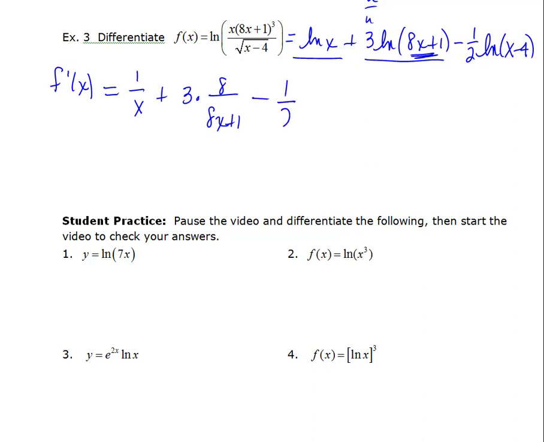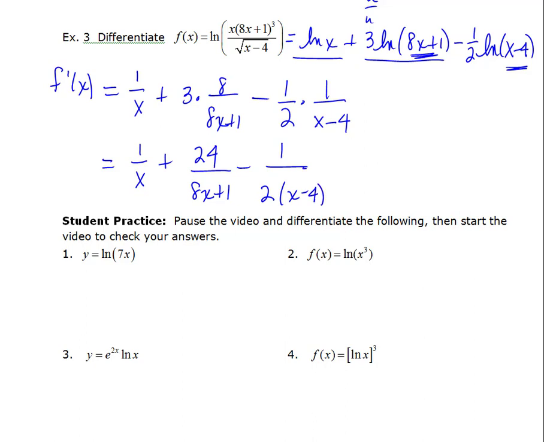minus, same thing, I've got 1/2 times, in the denominator, I'm going to have u, which is x minus 4. And in the numerator, I'm going to have just u prime in this case, which is just 1. Now you shouldn't leave your answer like this. You should tidy it up a bit. You do not need to combine these into one fraction. You can leave them separate. This is going to be 1 over x plus 24 over 8x plus 1 minus 1 over 2 times x minus 4.